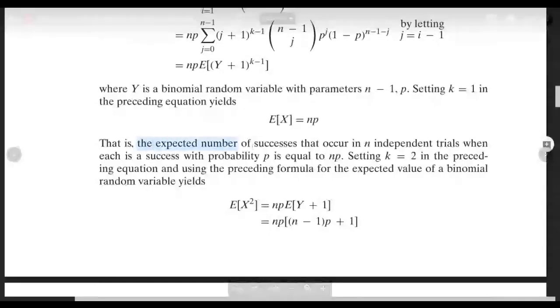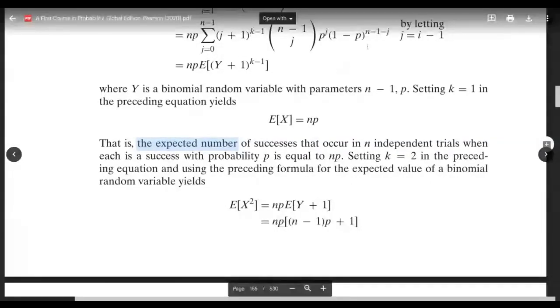The expected number of successes that occur in n independent trials. Excuse me, does anyone have any questions? I heard someone speaking.